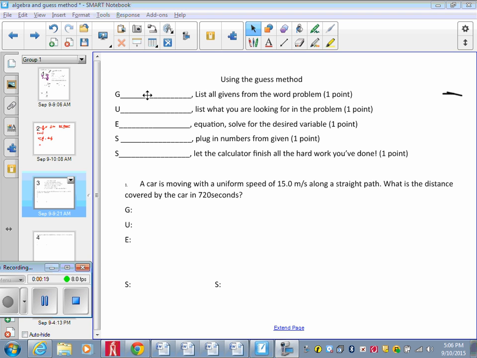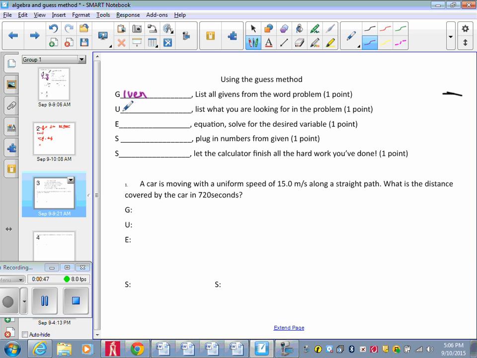Using the guess method to solve word problems is going to make it really, really easy, alright, or at least approachable. Guess method doesn't mean I guessed the problem. It stands for 5 processes. The G in guess stands for given. Okay, given, which means list all givens from the word problem. I go through my problem, underline stuff, and I'm going to list them all in the G section.